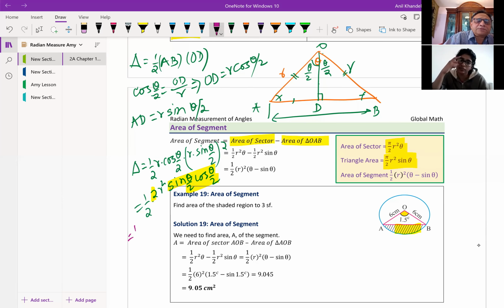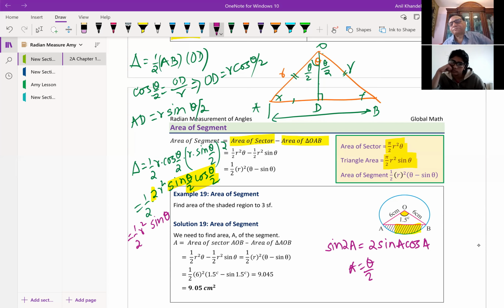Okay. So that becomes half of R square is already there, and that becomes sine theta. Because the formula is that sine 2A is equal to twice sine A cos A. In our case, A is theta by 2. Is that clear to you? So twice sine theta by 2 cos theta by 2 is basically equal to sine 2 times theta by 2, which becomes theta. You get the idea? So half R square sine theta will be the area of this triangle, and that's the formula which I've written here.